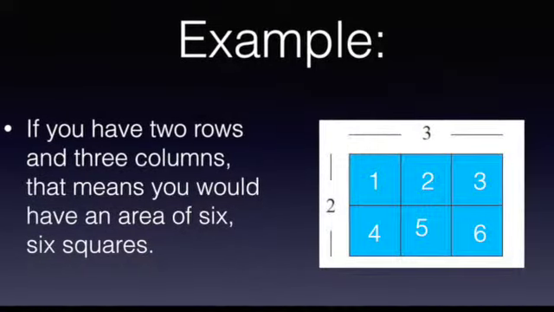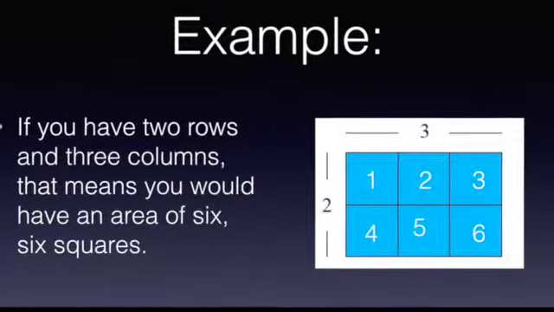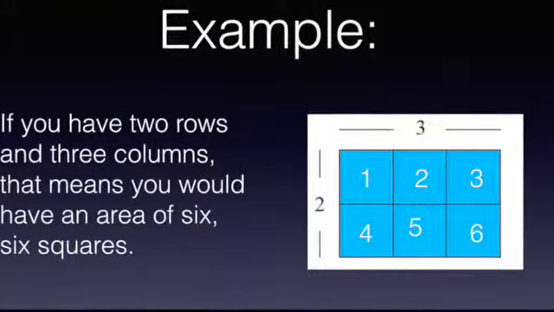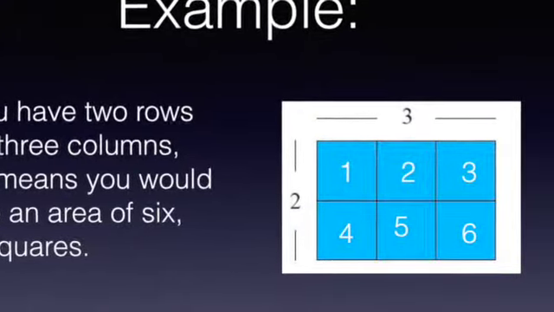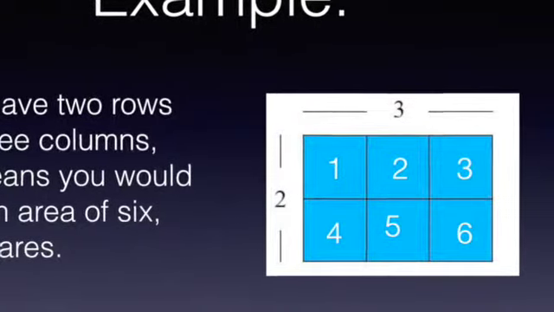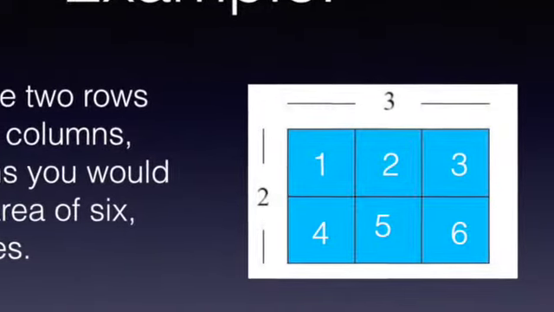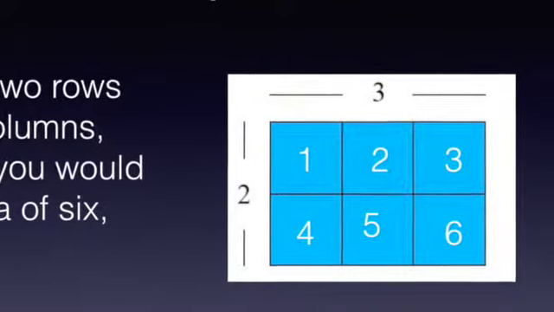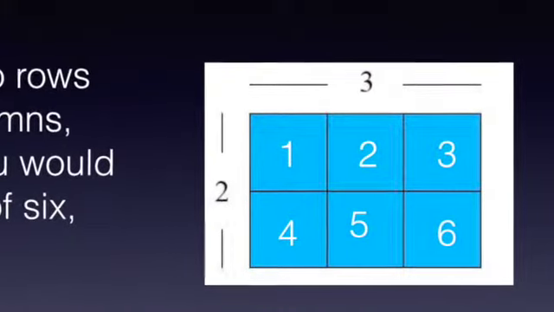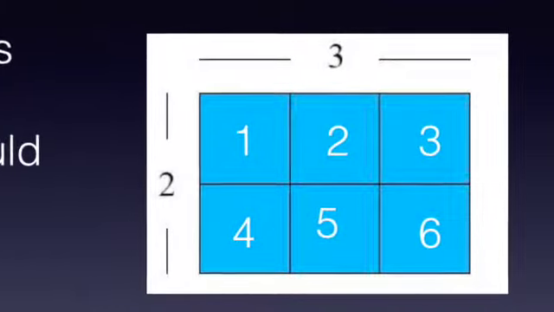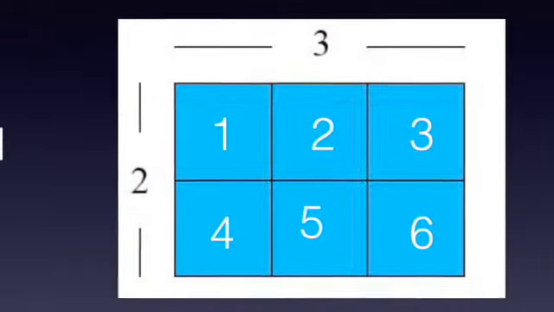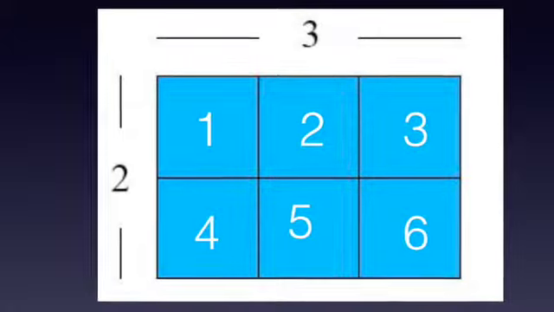Let's look at an example. Here we have a rectangle. The length is 3 units and the width is 2 units. We have 2 rows of 3 or 3 columns of 2. If I multiply 3 times 2, which is multiplying the length times the width, it equals 6 square units. As you can see, that is the exact same number of squares inside the rectangle to the right.